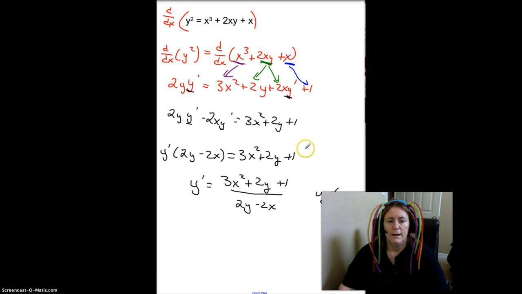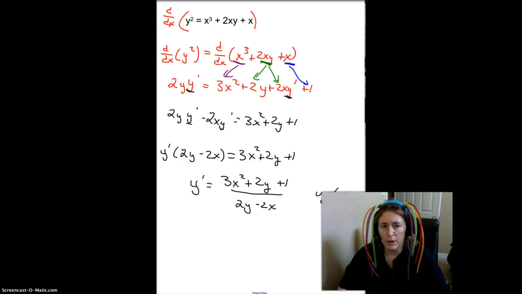Now, you don't have to solve for y. You don't have to plug it back in. That's the beauty of implicit differentiation. It takes something god-awful and ugly and gives you something god-awful and ugly, but it's very straightforward.